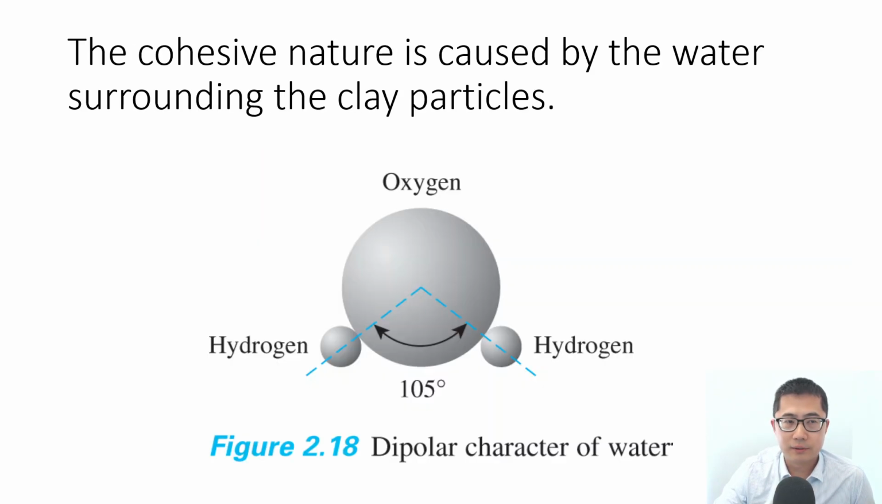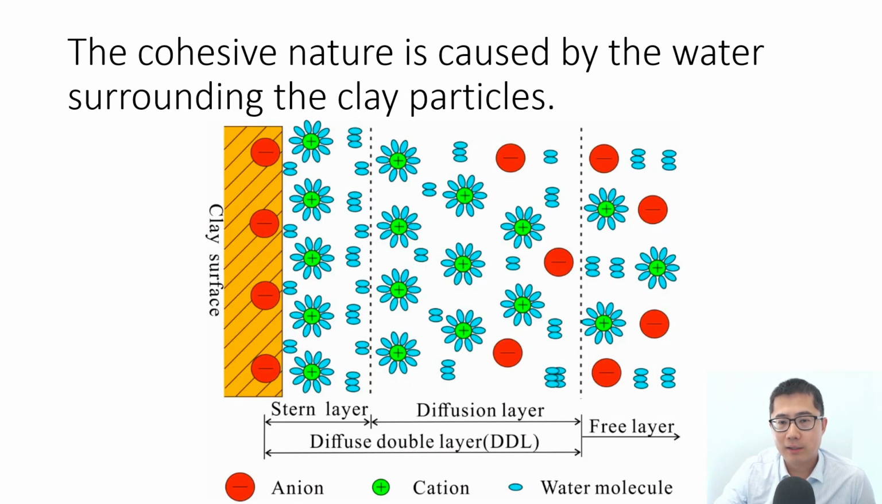And we talked about the dipolar character of water and how that plays a role in forming something called a diffuse double layer, DDL, in clay minerals, and that this cohesive nature of clay is caused by the water film surrounding the clay particles.